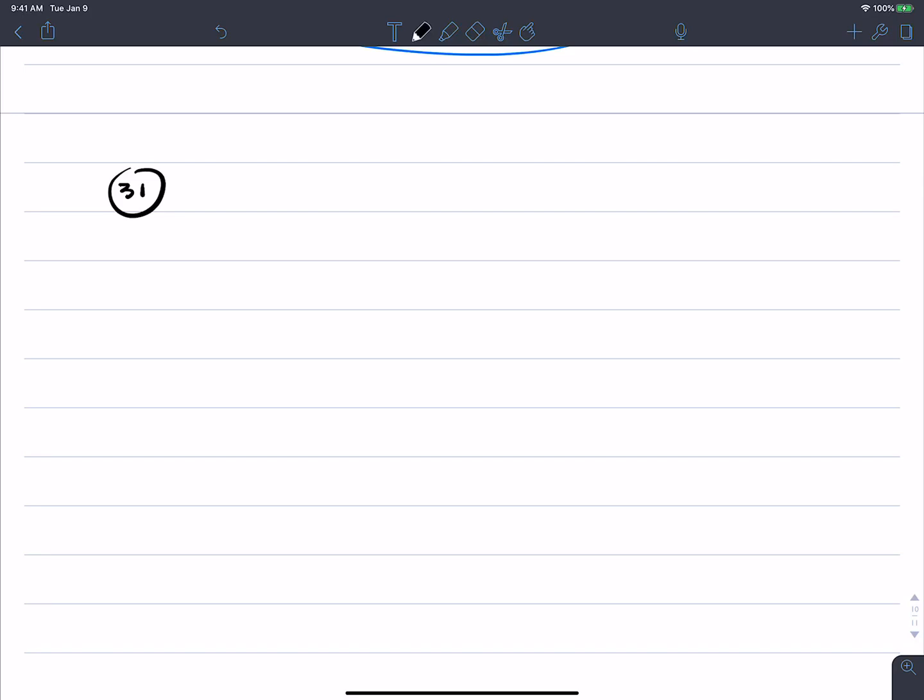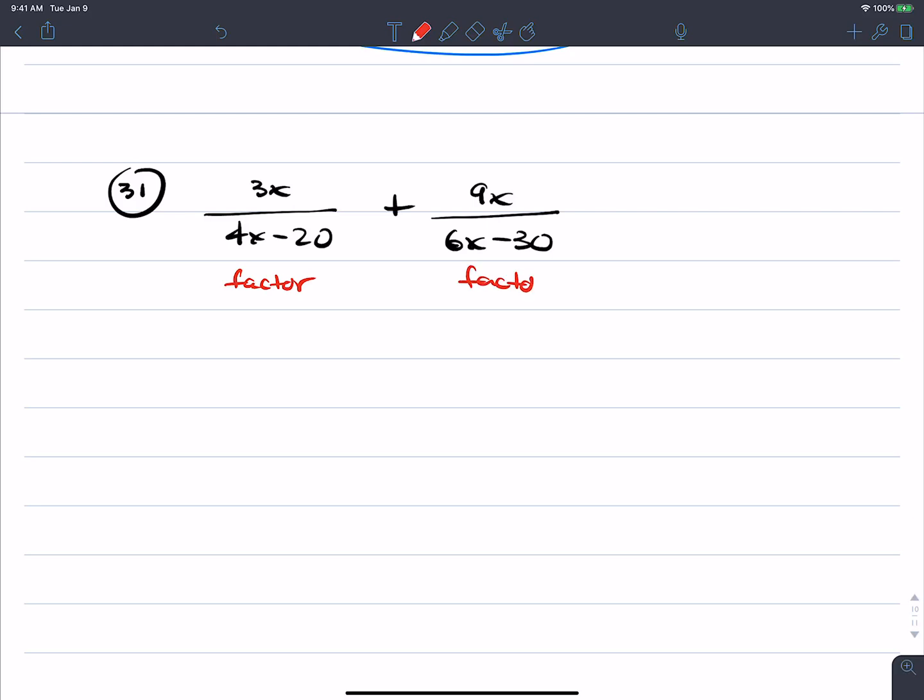Number 31: 3x over 4x minus 20 plus 9x over 6x minus 30. Again, we want to make sure we factor our denominators.